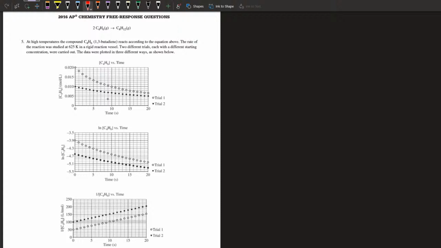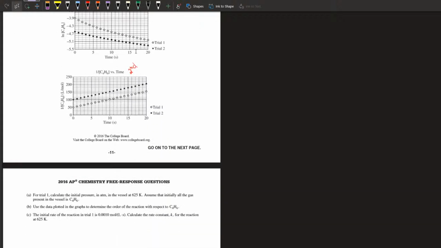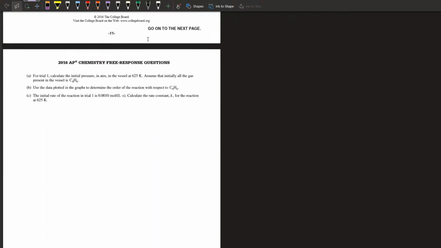So we're given a concentration versus time graph, a natural log versus time graph, and an inverse concentration versus time graph. Just looking at these graphs, these are like the integrated rate laws, and I can tell that this is 0th order, this is 1st order, and this is 2nd order. Just an observation I made before I even look at the question. This may help us go through this question even faster.